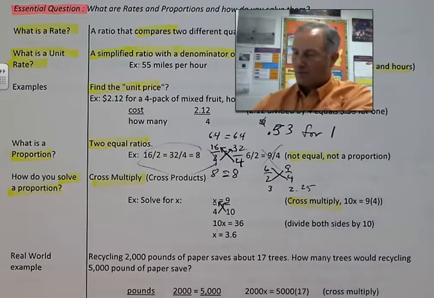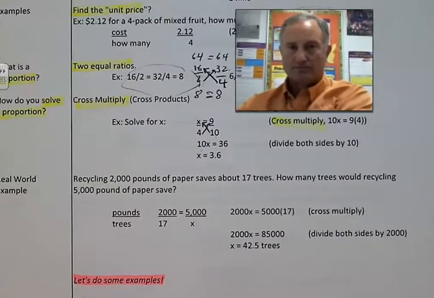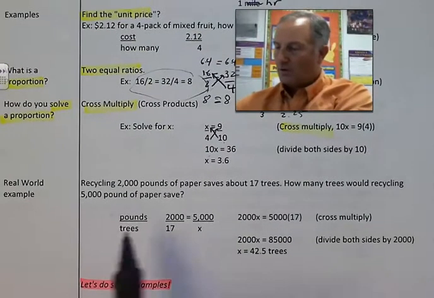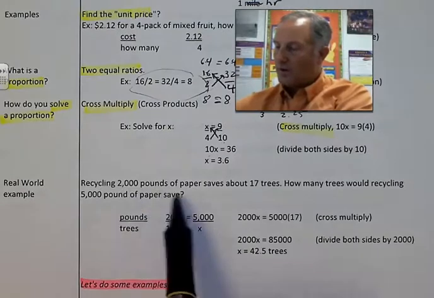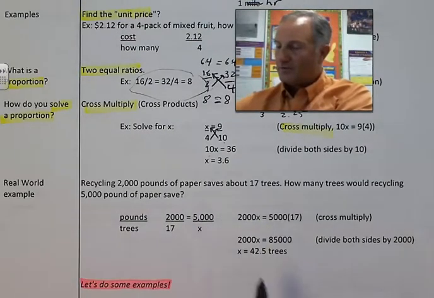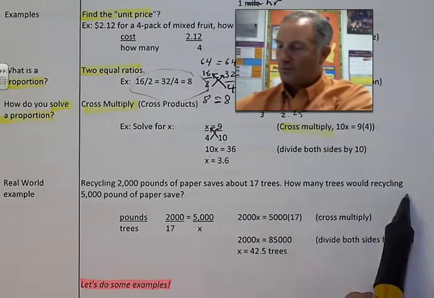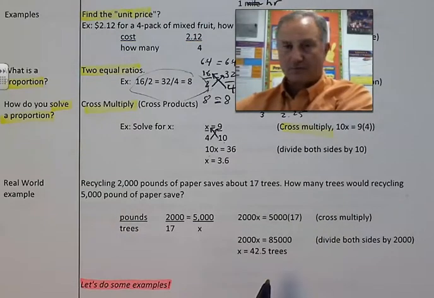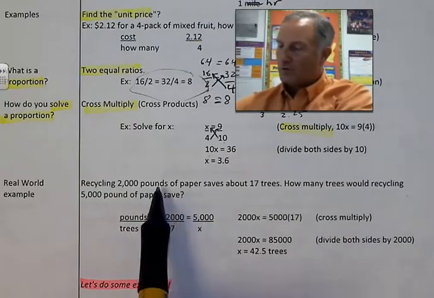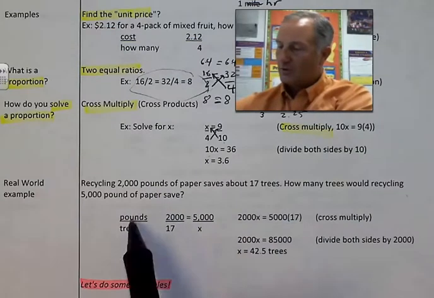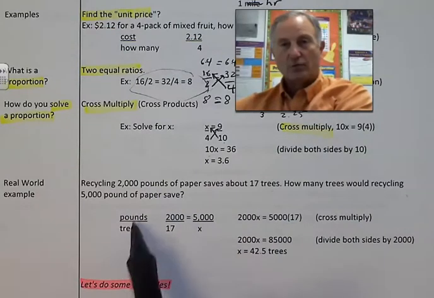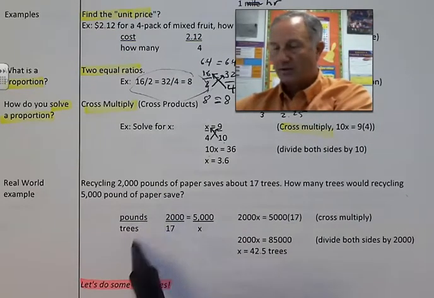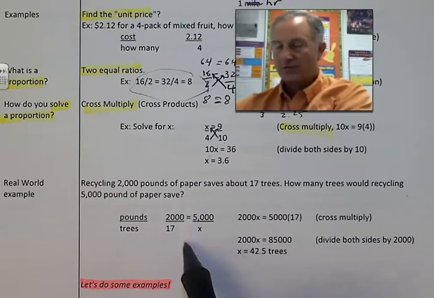Another real world example here. Recycling 2,000 pounds of paper saves about 17 trees. How many trees would recycling 5,000 pounds of paper save? So we're looking at pounds per trees, and it's important when you set up your proportion that you stay consistent. If you set it up trees over pounds, that's okay. Just stay trees over pounds.